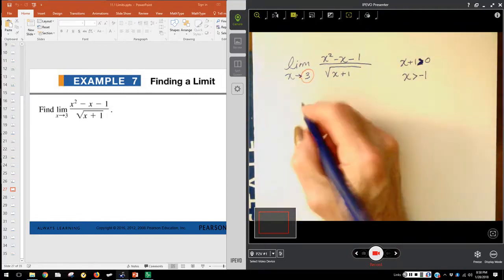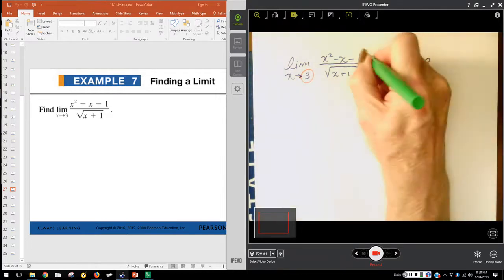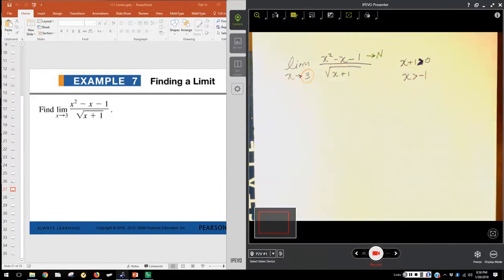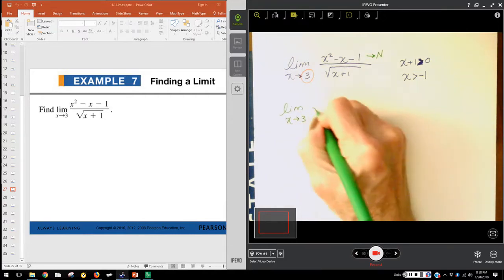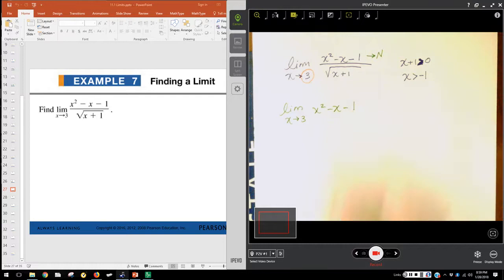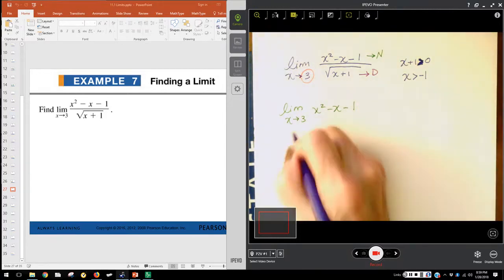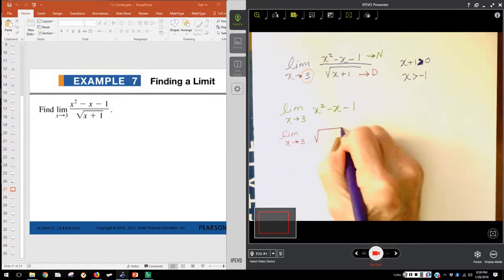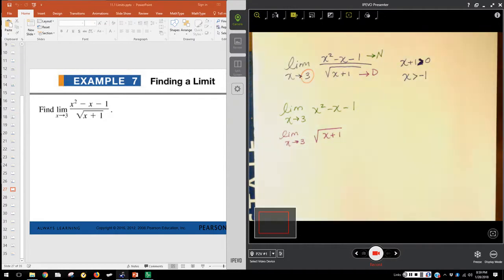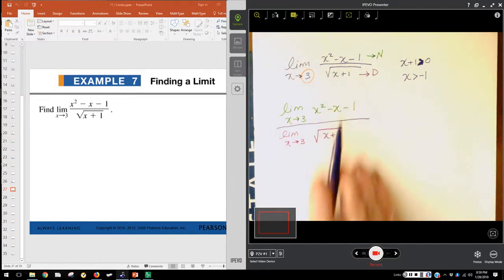So the way that we're going to do this is, first of all, we're going to take the limit of the numerator and denominator, with the numerator being x squared minus x minus 1, and the denominator being the limit as x approaches 3 of the square root of x plus 1. And we will take the quotient of those two limits. The limit of a quotient is the quotient of the two limits.